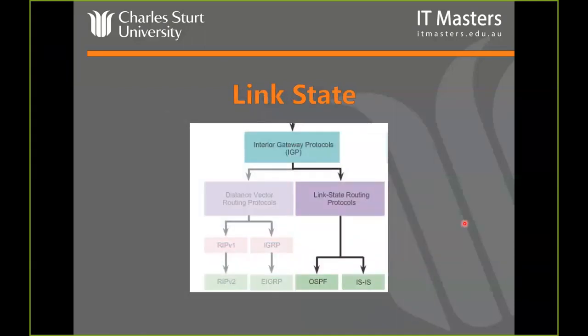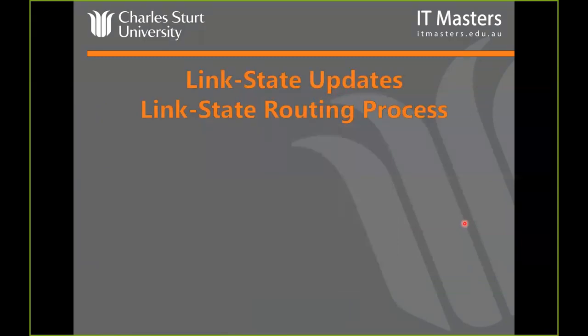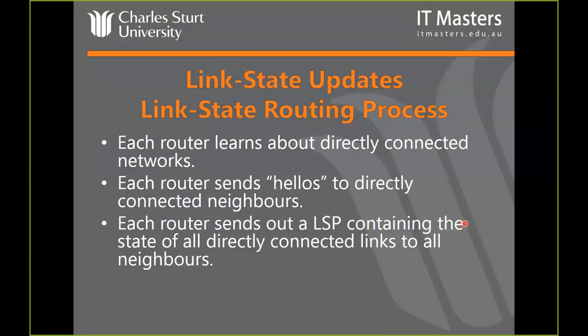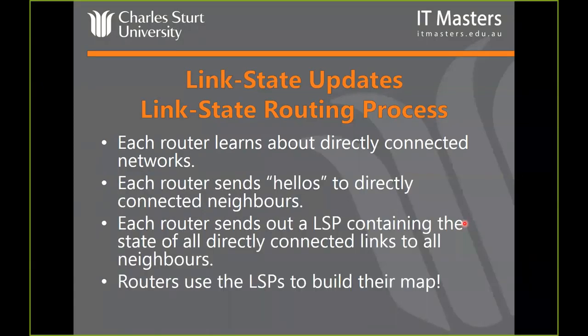So next, let's look at link state routing protocols, but we're actually only going to talk about the one. We're only going to talk about OSPF. It's the main one you need to get your head around, and there's a lot to know about it. Basically, with link state routing protocols, each router learns about the directly connected networks. Each router then sends hellos to directly connected neighbors to say, I'm here, I've got some information. Each router then sends out link state packets containing the state of all directly connected links to all its neighbors. So this way it shares the status of all its links with all its friends. So they all build up a map of where networks are attached.